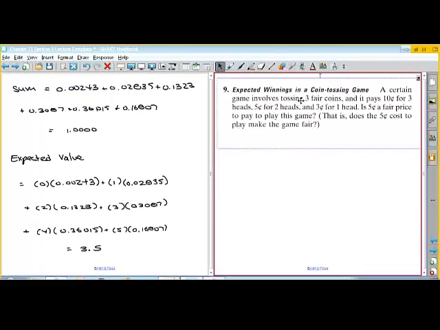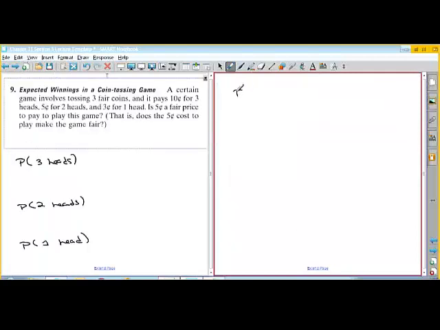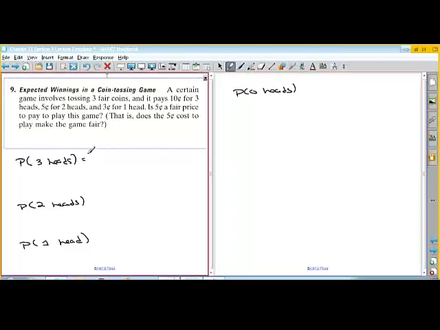So what we do is we need to figure out what the expected value is. We have the values for each situation. What we need to do is figure out the probability. We need the probability of 3 heads, the probability of 2 heads, the probability of 1 head, and the probability of 0 heads. And we've done this problem before. You can do it using binomial probability, so why don't we just do that?